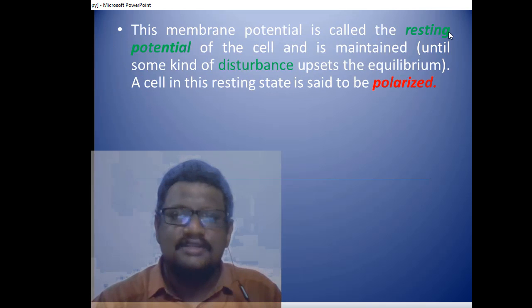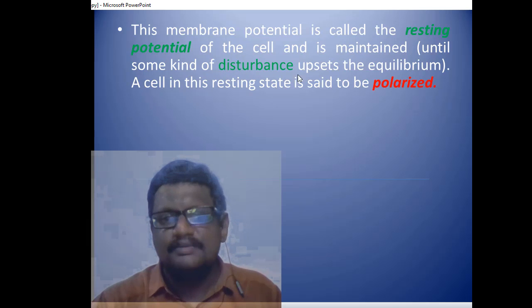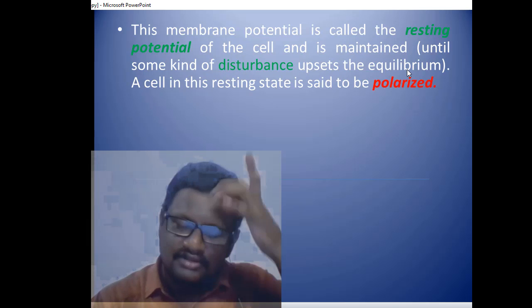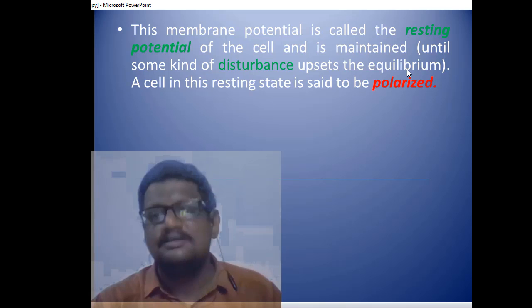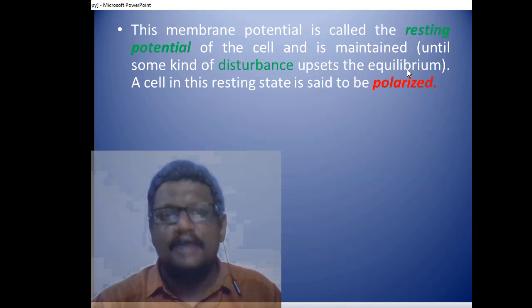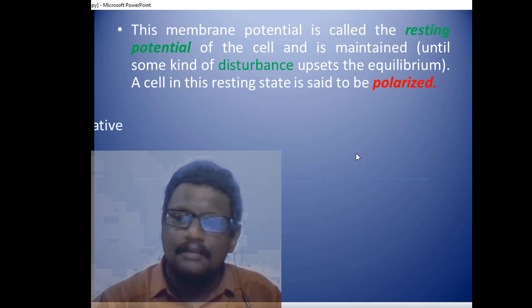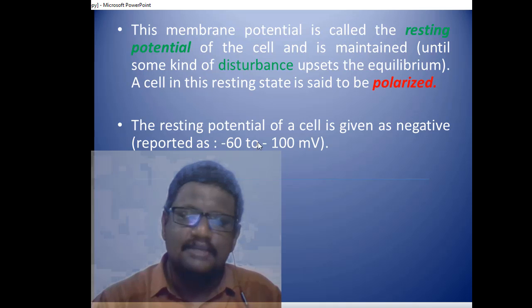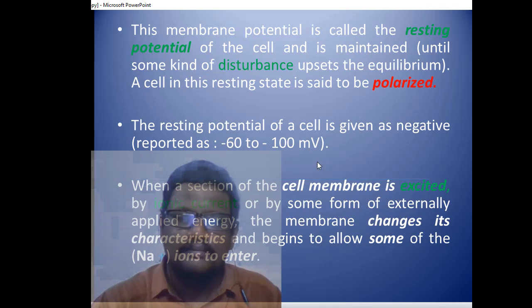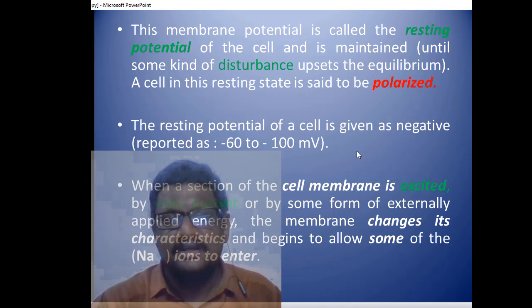This membrane potential is called the resting potential of the cell, and it is maintained until some kind of disturbance upsets the equilibrium. Some external disturbance means it will change from the resting state to the action state. A cell in the resting state is said to be polarized. The resting potential of the cell is given as negative, reported as minus 60 to minus 100 millivolts. So at the resting state it is negative.